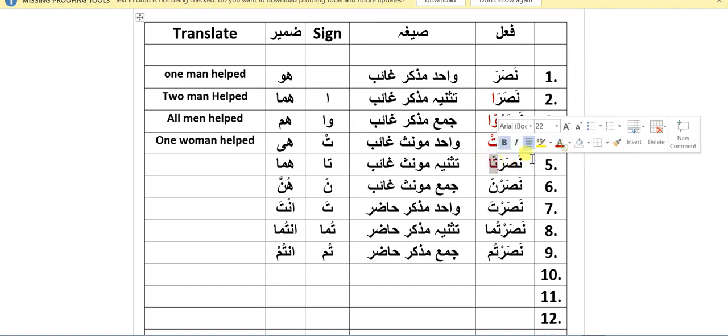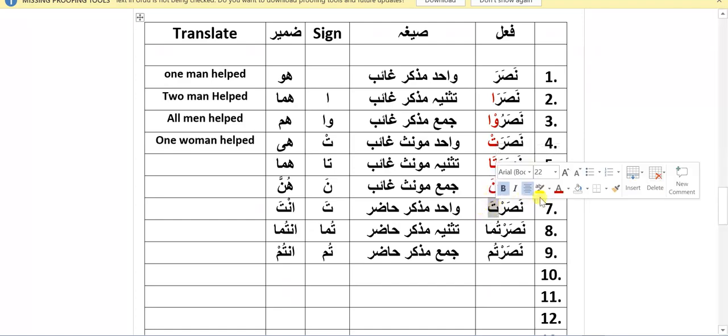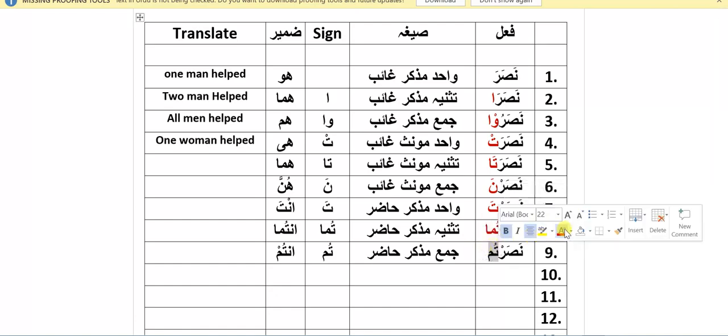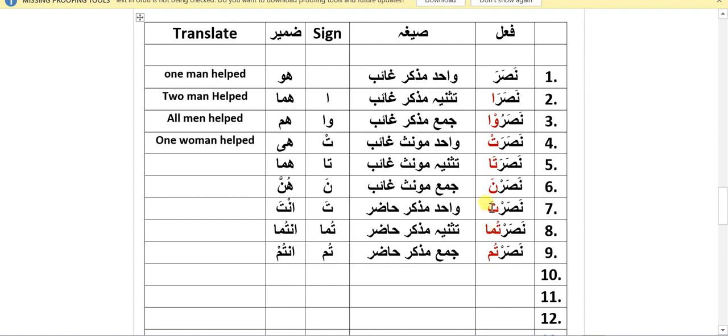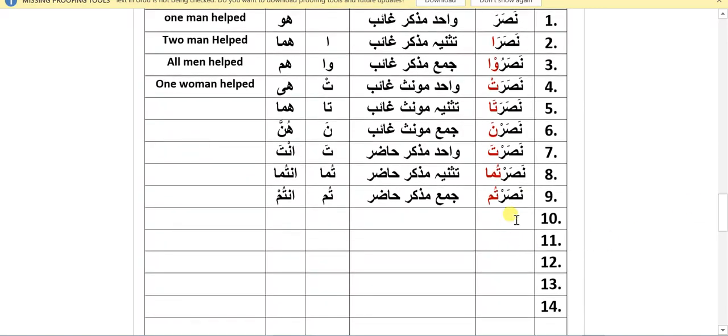What is the purpose of the sign? The purpose of knowing the sign is that it helps you to understand the sega as well as the translation of that particular word. For example, if you know the sign ta with fatha is a sega of wahid muzakkar hazir, you understand how it's going to be translated. It means you, one man, helped. So the sign helps us to recognize the sega as well as the fail and helps us to translate correctly.